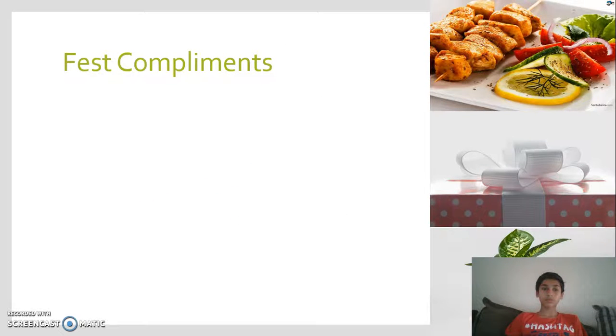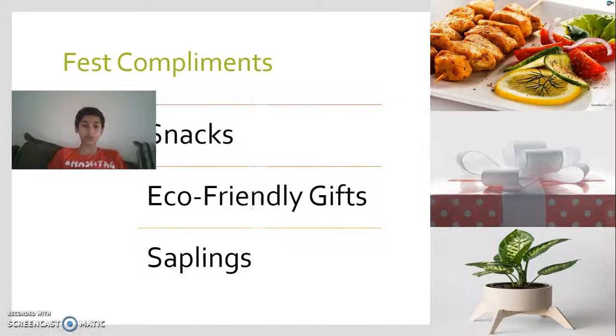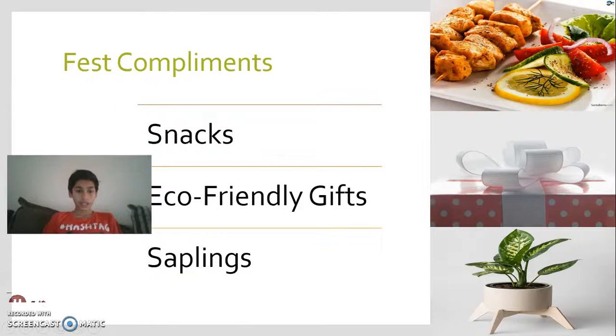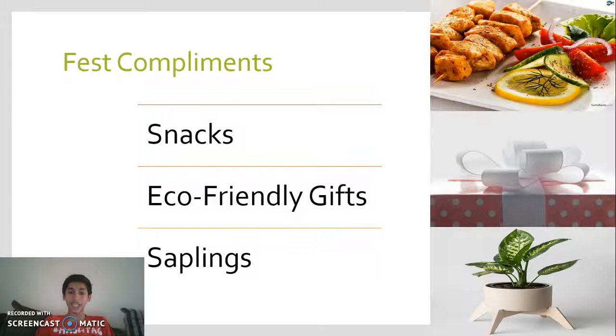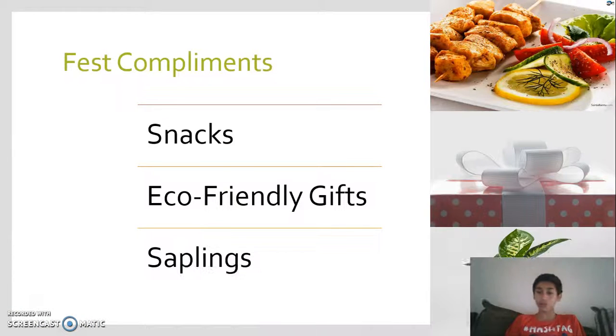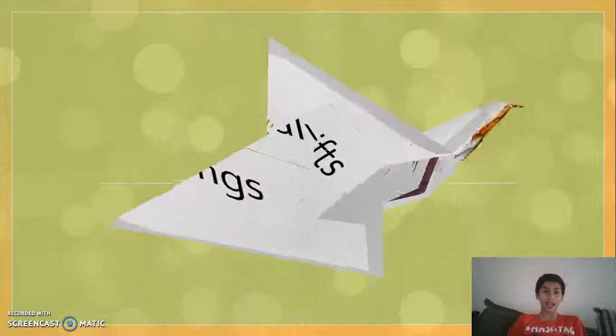The next one is first complement, and all the students will be given snacks and eco-friendly gifts like a decorated pot and all those, and each student and their family will get a sapling for free. So all these things are eco-friendly and it won't harm the environment in any way. So these are the first compliments, and the last slide is thank you, as we all know.